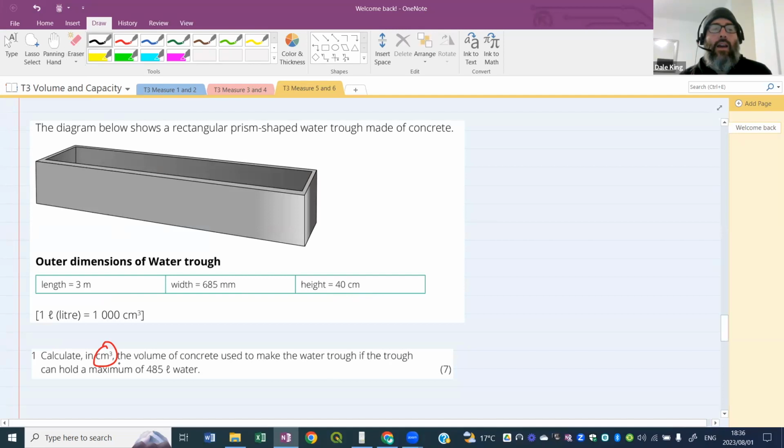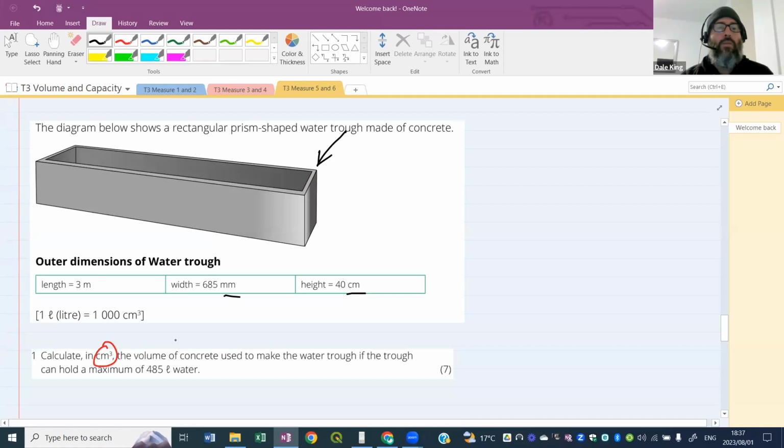Okay. Calculate in centimeters cubed the volume. So we need volume. You know the formula for that, right? The concrete. There's no concrete inside here. They're talking about this layer of concrete. The width looks a lot bigger, but we've got millimeters here for width and 40 centimeters there for height. So if you convert the width to centimeters, it won't look that different.